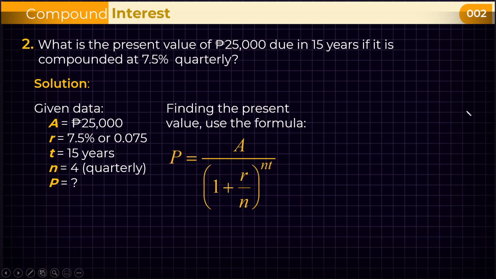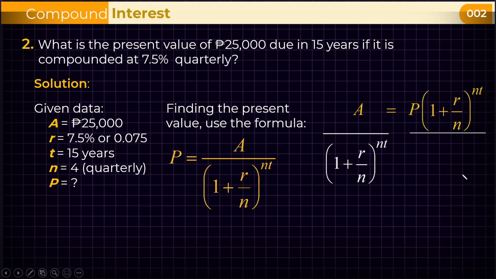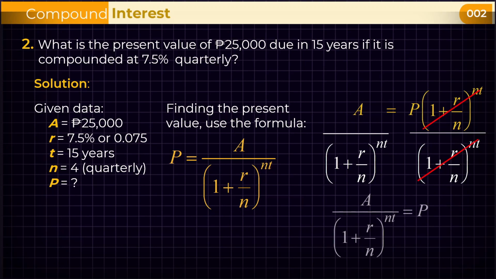This has been derived from the original formula, which is A is equal to P the quantity 1 plus R over N raised to the NT. We simply divide both sides by that given expression 1 plus R over N raised to the power of NT. And so cancelling this out, we have P is left to the right of the equation. And so we have P is equal to A all over 1 plus R over N raised to the NT power.